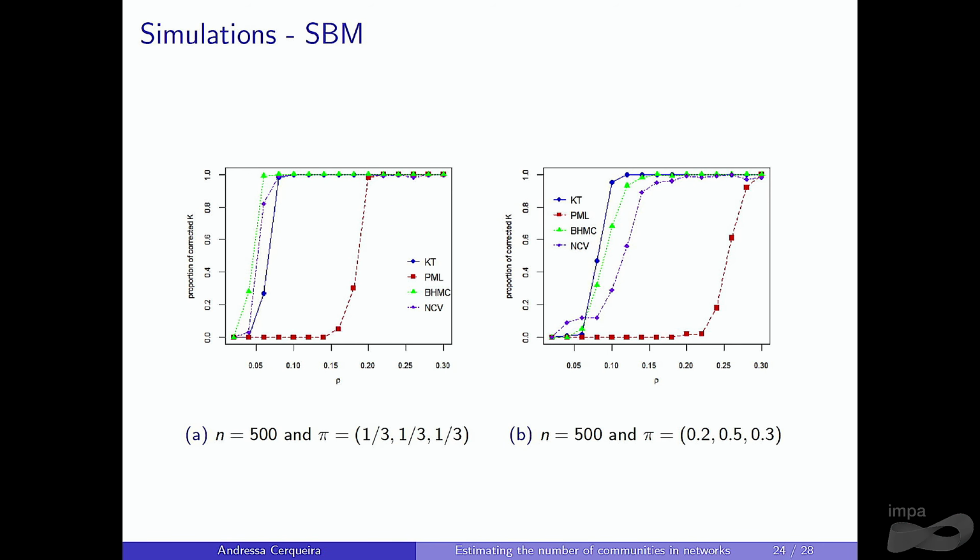The green one is a method based on the spectrum of the graph. And the purple one is the cross-validation method. This is the method based on cross-validation.